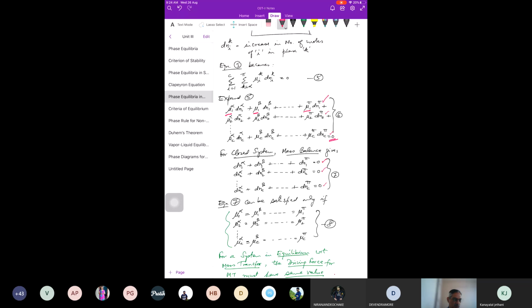Then we can take mu1 out, and in the bracket we have dn1 alpha plus dn1 beta plus dn1 gamma up to dn1 pi. Similarly, if mu2 alpha is equal to mu2 beta is equal to mu2 pi, then only this equation 7 will be satisfied, up to component C. Only if these mu's are the same in all the phases, equation 7 is going to be satisfied. That's what we have written in equation 8.